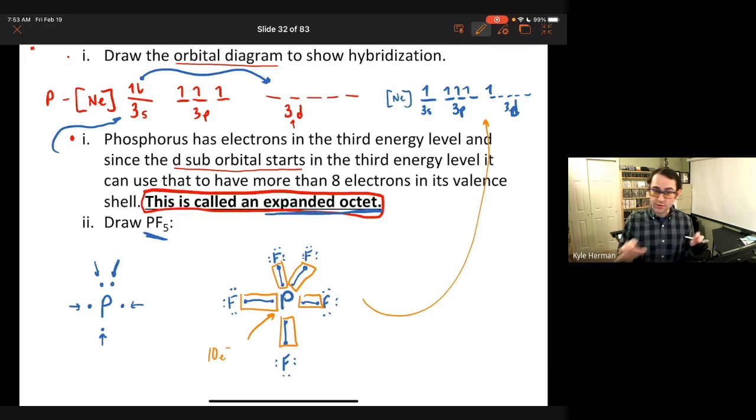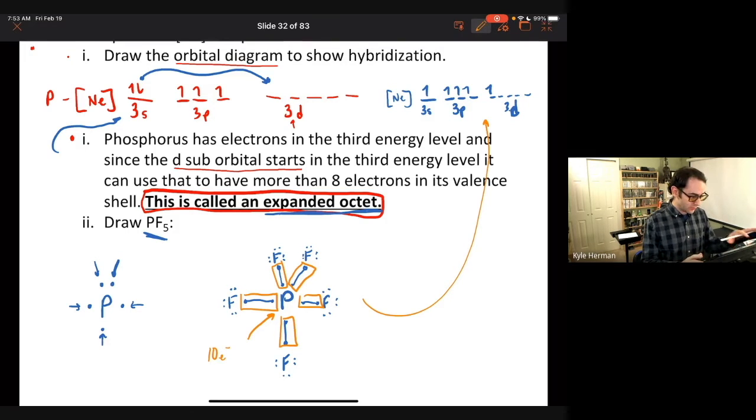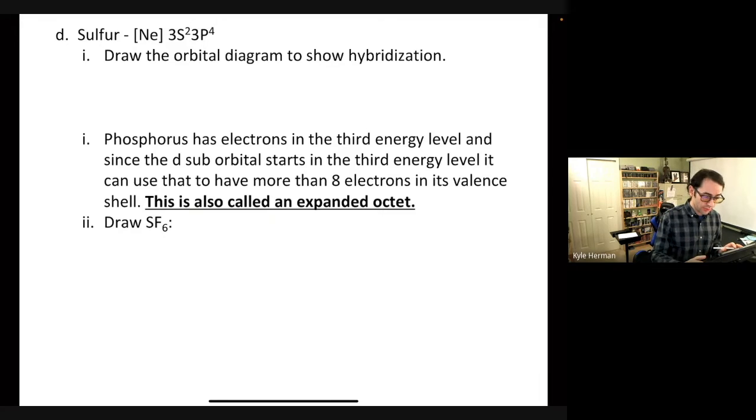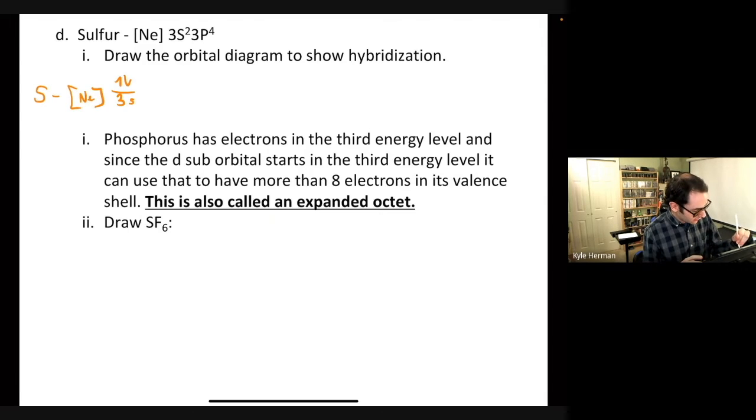There's one other odd one, and it's right next to phosphorus. It's sulfur. So let's check out sulfur. We have sulfur, [Ne] 3s up, down, and then 3p, 4. This does the exact same thing that phosphorus does, but it does it twice. It's the same reason. Phosphorus, oh, I didn't even change the name when I copied it over from the last one.